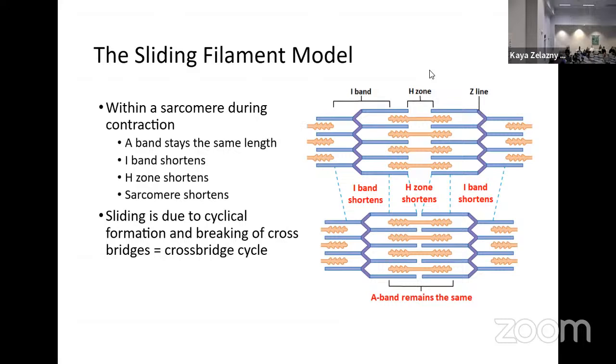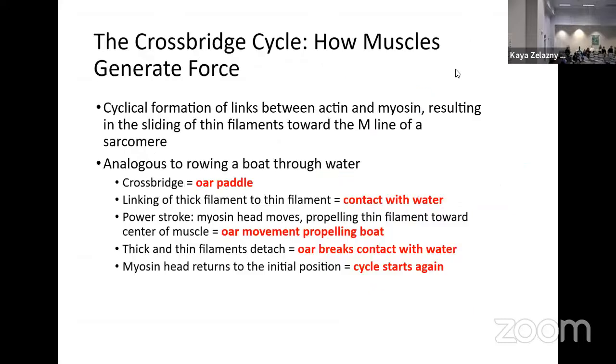Okay. Any questions about the structure of the sarcomere or the sliding filament model before we move on to the next topic? So hopefully you reviewed this after last time. Okay. Cool. Feel good about that.